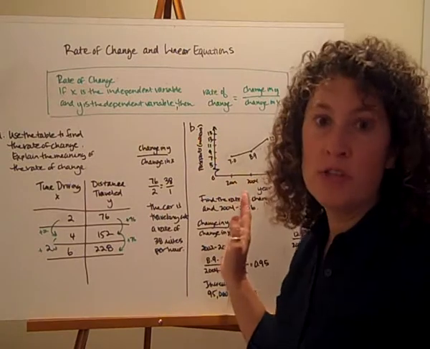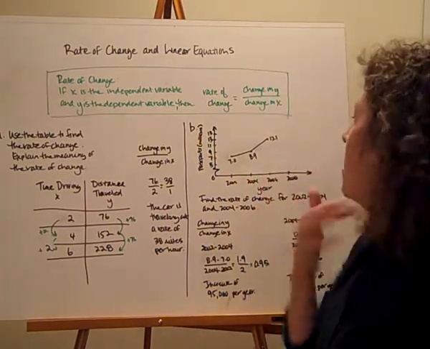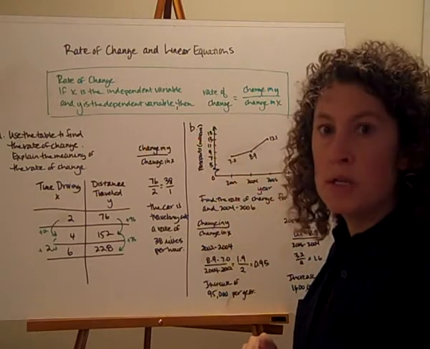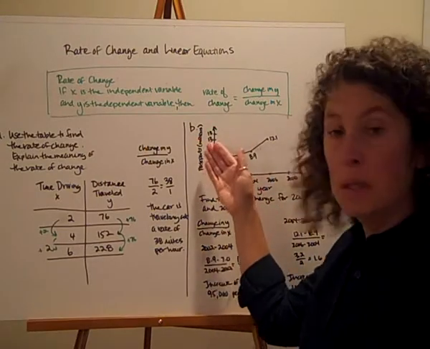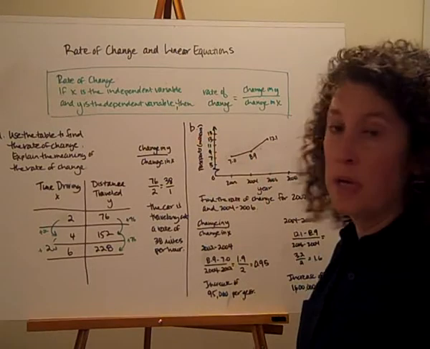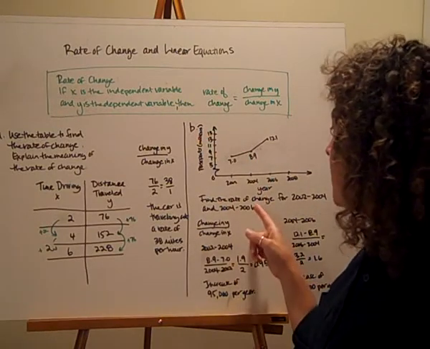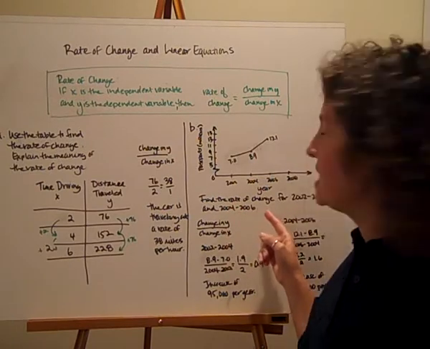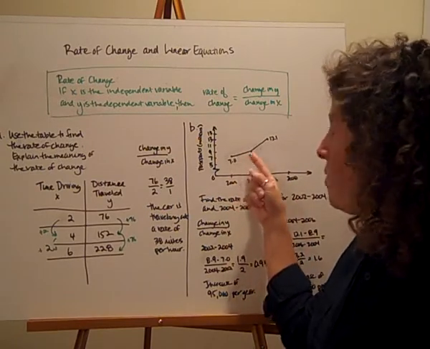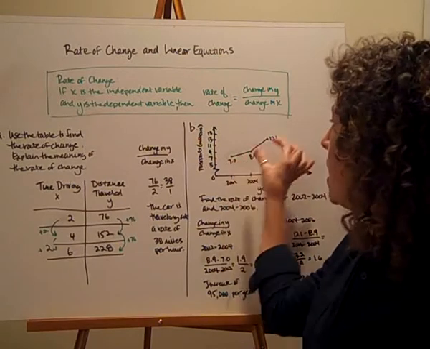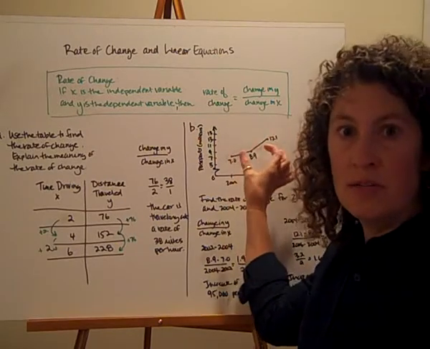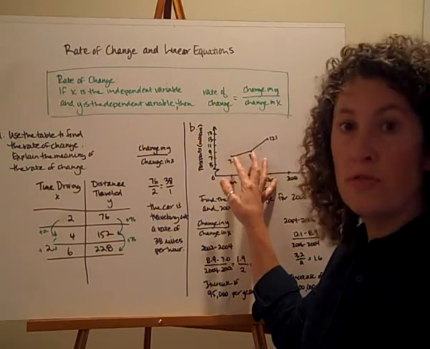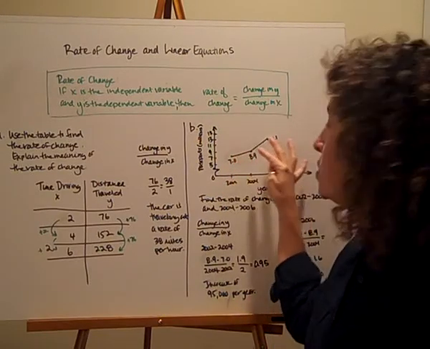Let's take a look at finding the rate of change from a graph. Here we have a graph comparing our year to the number of passports that have been handed out in millions. Notice the label on here, this is in millions. We're going to find the rate of change for 2002 to 2004 and 2004 to 2006. On this graph we've got two lines in different chunks. I have a segment from 2002 to 2004 and then another segment from 2004 to 2006.